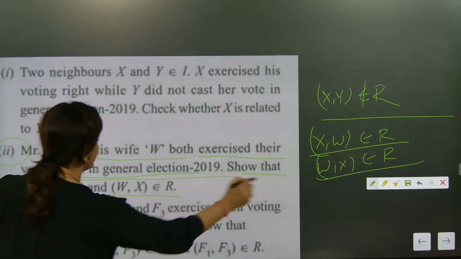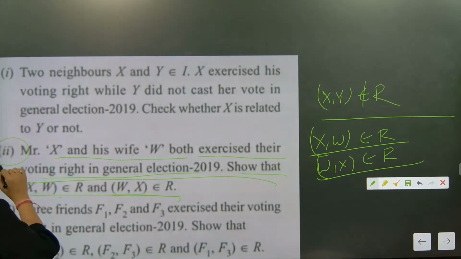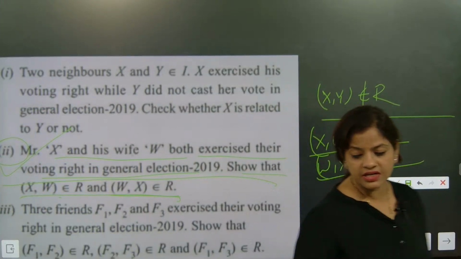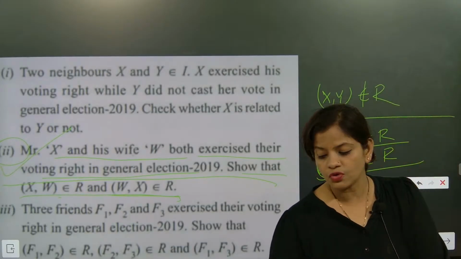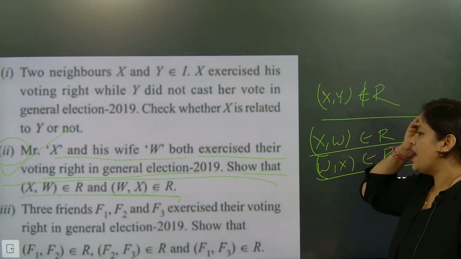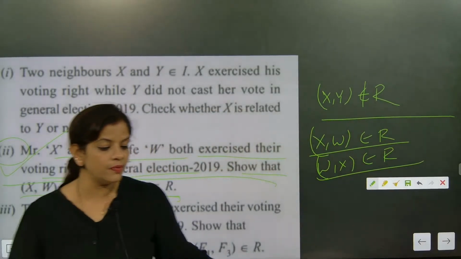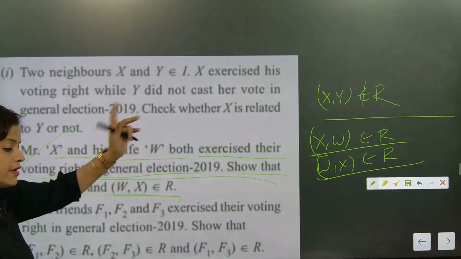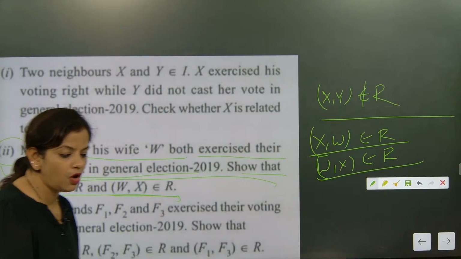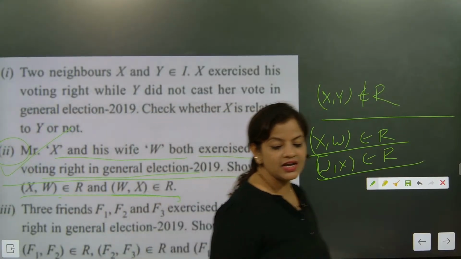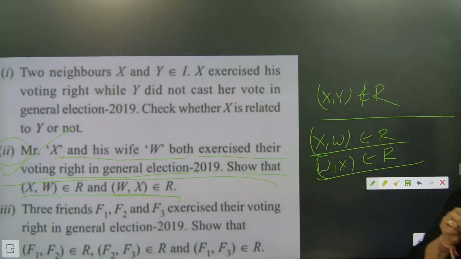So 110% this situation is going to be satisfied by the relation. Like this, if they ask case studies, what you have to write is the most important thing. I hope everybody understood. So this X and W will belong to R, and in reverse W and X also will belong to R. So both the situations are satisfied. Like this you have to write the answer. I hope you might have understood this one.